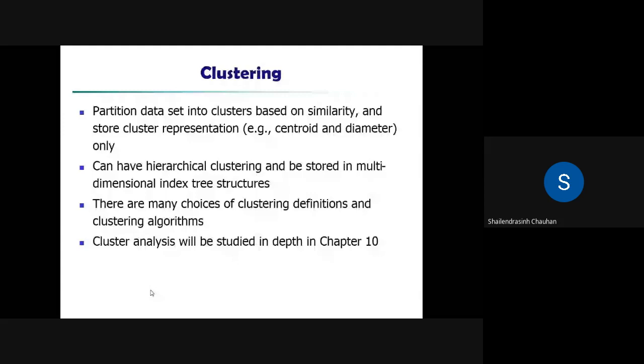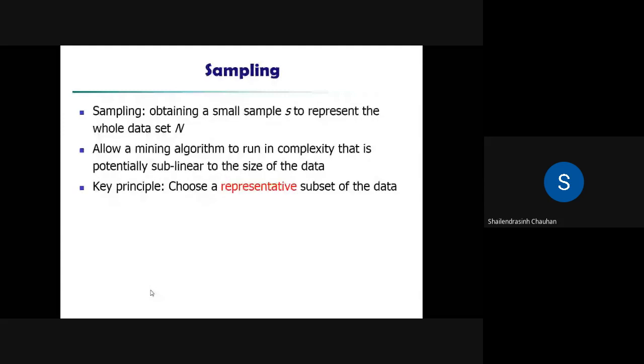And sampling, you are creating samples. So in the binning method, what we are doing, we are sampling data. In step 1, we are sorting. In step 2, we are creating bins. We are creating samples. So sampling is nothing but obtaining a small sample S to represent the whole data set N.